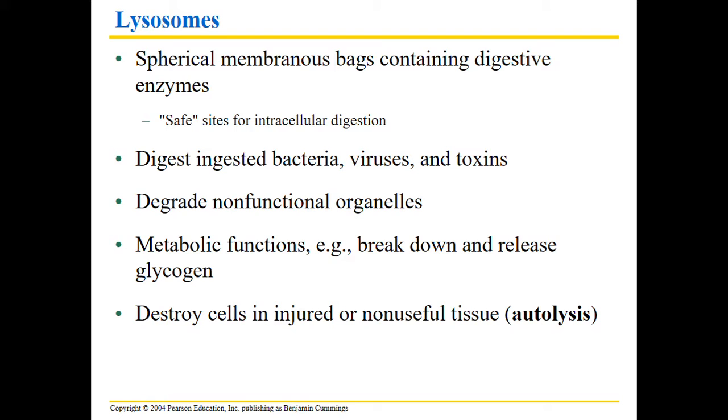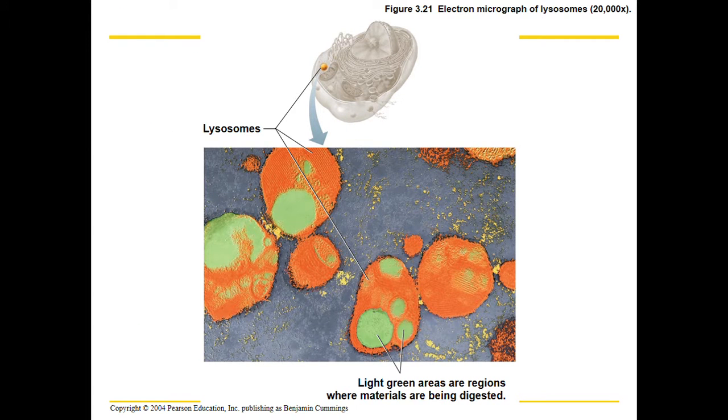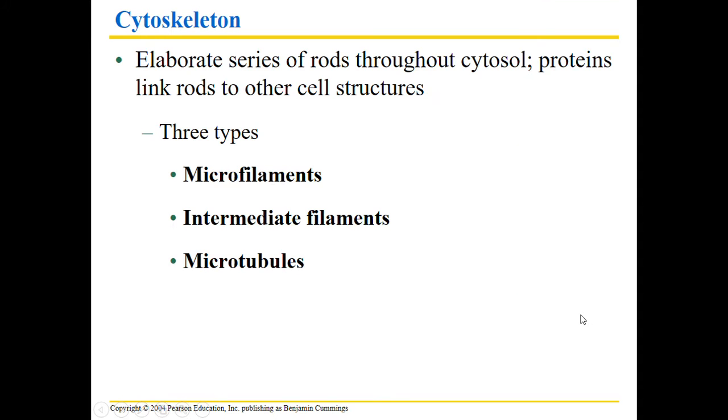You can also have autolysis, so this is self breakdown. Auto means self, lysis means breakdown, and this happens to destroy cells in injured tissue. So here the green areas are where lysosomes merged with something that was affected, and those areas are being digested essentially by those lysosomes.